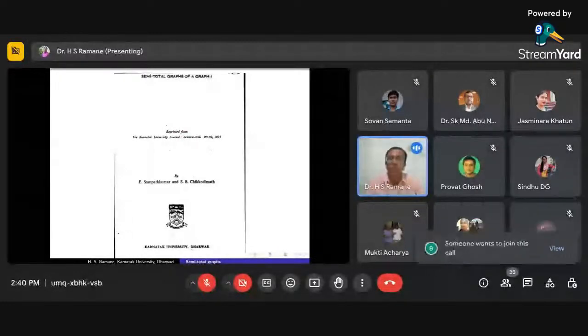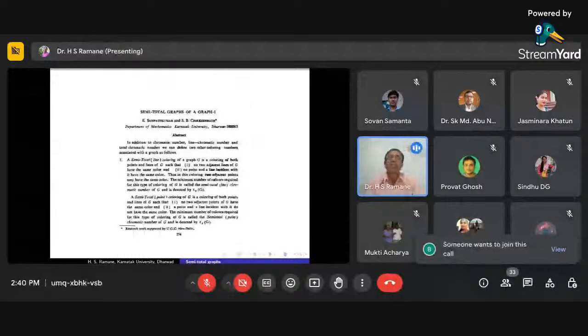So this is the first cover page, the first page of the paper. I have scanned just two or three pages and I am showing them here.